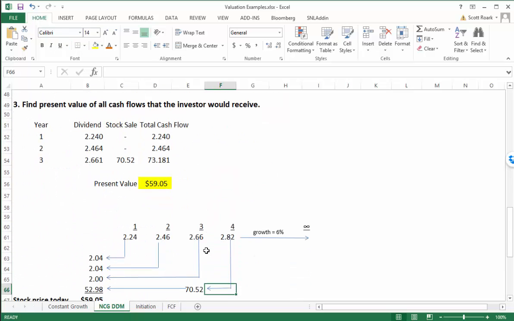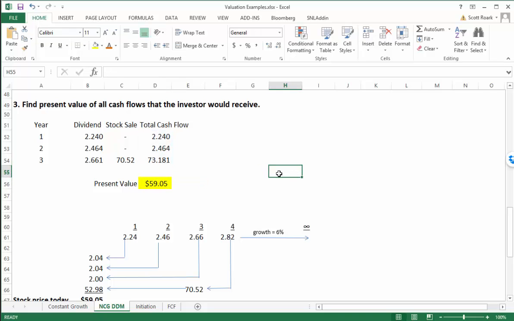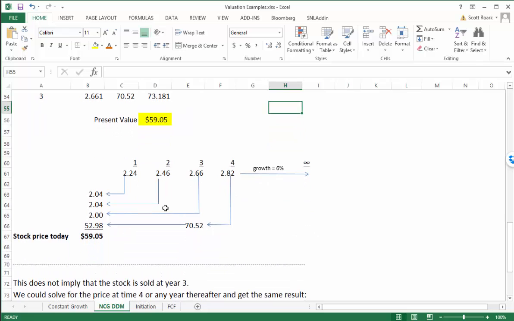And then I move on to find the present value of all of the cash flows. So we've got the dividend at time period 1, the dividend at time period 2, the dividend at time period 3, the price at time period 3, and then this column again is the sum of all of the cash flows at the particular points in time. So if I find the present value of those cash flows, I get a value of the stock of $59.05. So this is another picture of it, kind of on the timeline. A slightly different way of looking at things.